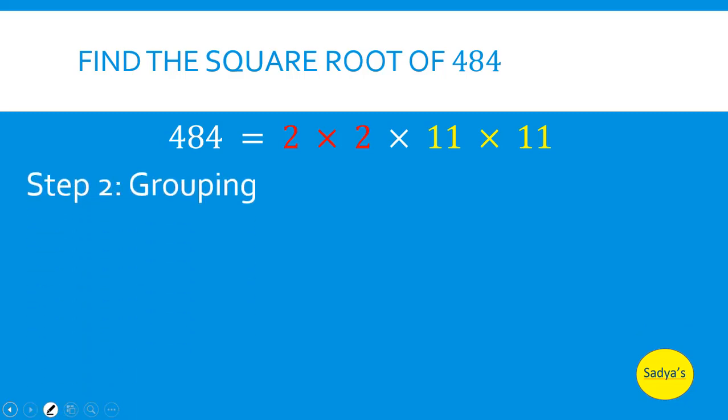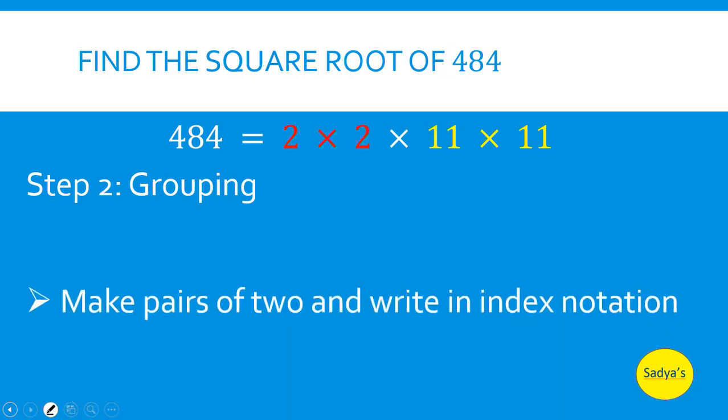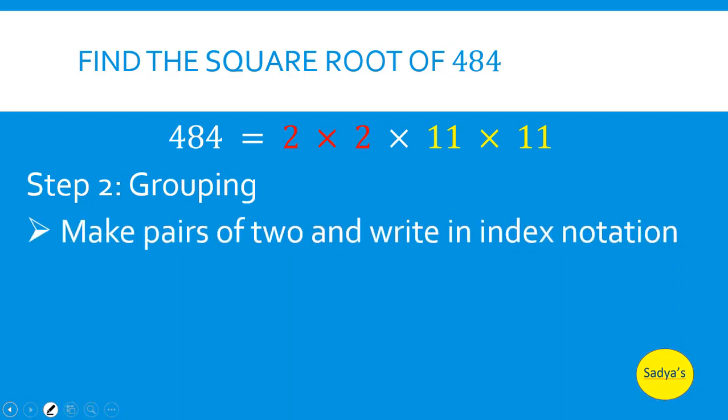So the second step is grouping. How do we group it? First of all, we make pairs of 2 and write it in index notation. As you can see, I have written in red 2 multiplied by 2. We are going to make pairs of numbers. We are going to separate two numbers. So 2 multiplied by 2 can be written in index notation as 2 square. And 11 multiplied by 11 can be written in index notation as 11 square.